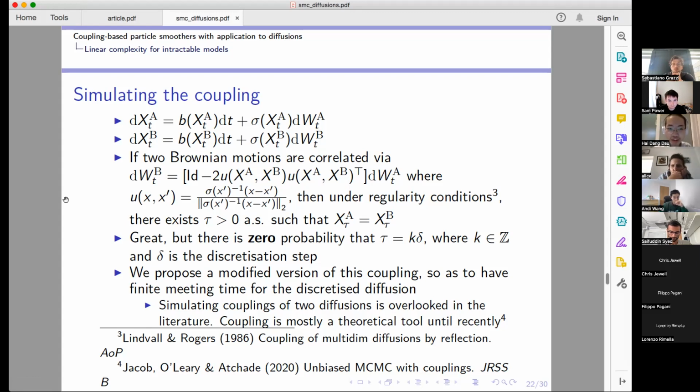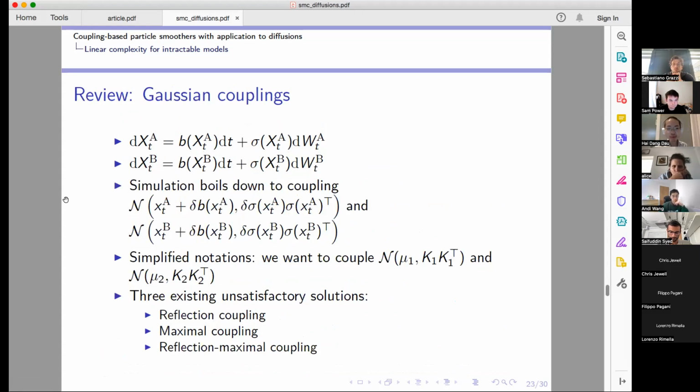All right, so how do we couple this? Well, if you want to simulate this by Euler discretization, for example, then it just boils down to coupling these two measures, right? So coupling two Gaussian distributions. I will simplify the notation a little bit: I want to couple two Gaussian distributions, the first with mean mu1 and covariance matrix K1 K1 transpose, and the second with mean mu2 and covariance matrix K2 K2 transpose.